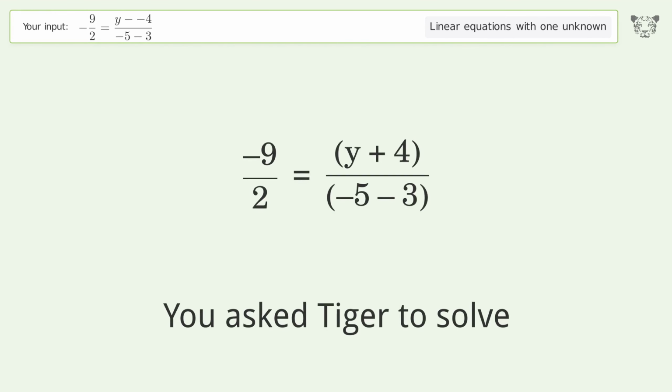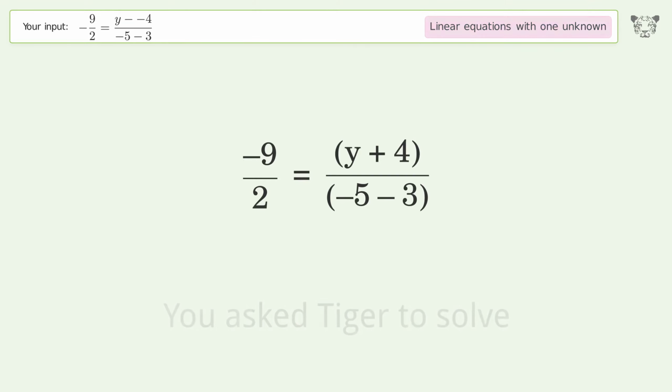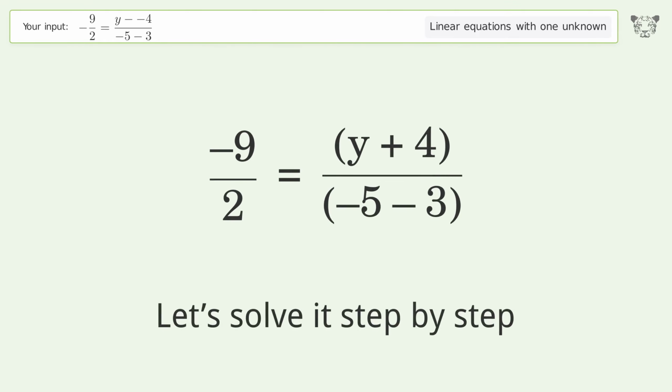You ask Tiger to solve. This deals with linear equations with one unknown. The final result is y equals 32. Let's solve it step by step.